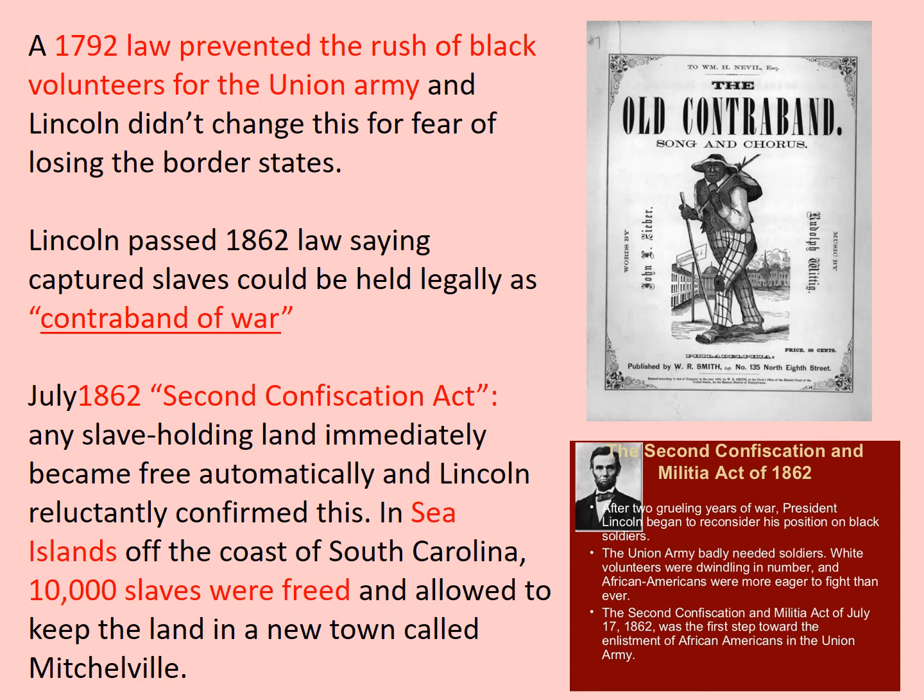We get a little bit of the first fight back. In 1862, we get a law saying that captured slaves could be held legally as contraband. The South disputes that, but the North say, yep, we've beaten you, they're your property, we can take them as part of our taking of your property, and therefore it's allowed. In 1862, we get the Second Confiscation Act, meaning slaveholding land automatically becomes free. So the North's winning this war, and they're taking the land back. So in the Sea Islands off the coast of South Carolina, 10,000 slaves are freed and form a new town called Mitchellville. So at the moment we have the North winning the Civil War and taking land off the South.